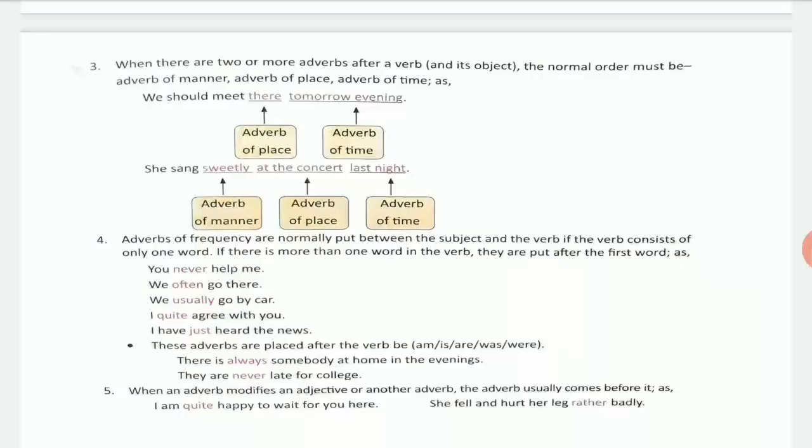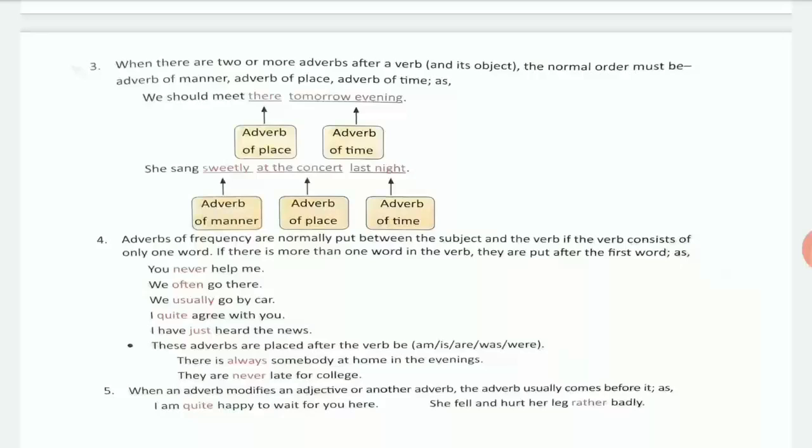Then adverbs of frequency. Now, adverbs of frequency and certain other adverbs like already, hardly, scarcely, nearly, quite, just are normally placed between the subject and the verb, if the verb consists of only one word. Remember, in the first four sentences you can notice: you never help me, we often go there, we usually go by car, I quite agree with you. Now in all these four sentences, the verb consists of only one word: help, go in the second and third sentence, agree in the fourth sentence.